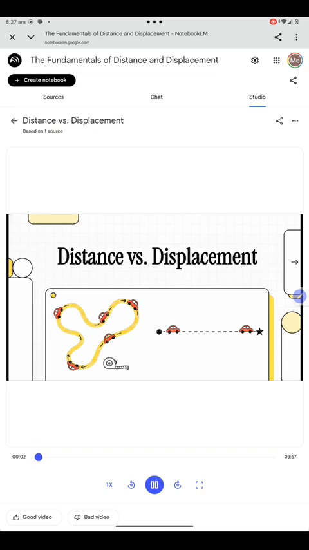So think about this. Whenever you go from one place to another, how do you actually measure that trip? It seems like a super simple question, right? But the answer, well, it can be really different depending on what you're actually trying to figure out. Today, we're going to break down two really fundamental ways to measure motion: distance and displacement.